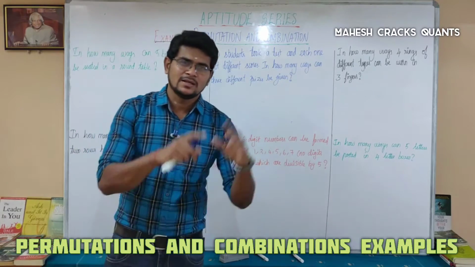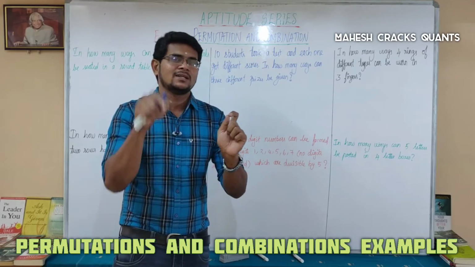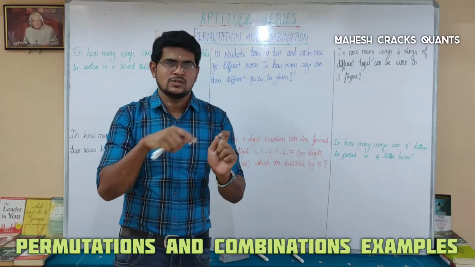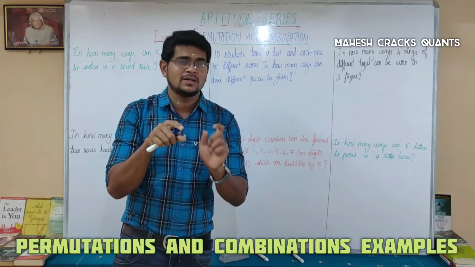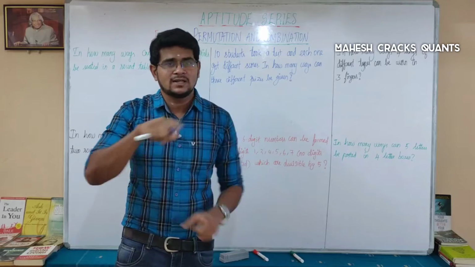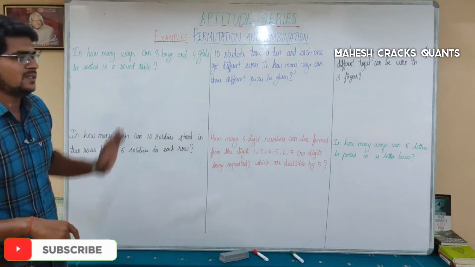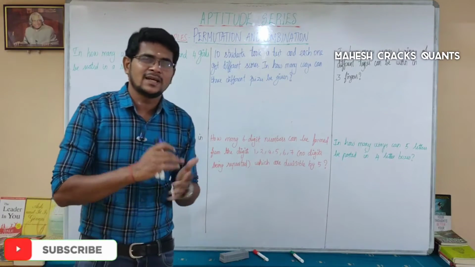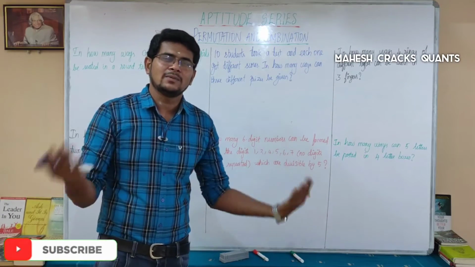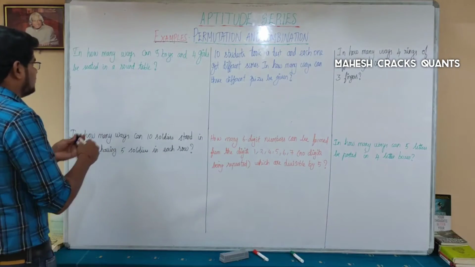How will you place them in a round table? You have to fix a person. After that, the remaining persons can be arranged. Without fixing a person, you cannot arrange in a round table. So I am going to fix a boy, which means what are the remaining members? 8 members. So 8 members can be arranged in how many ways? 8 factorial ways.